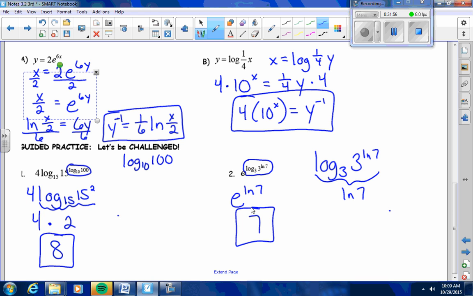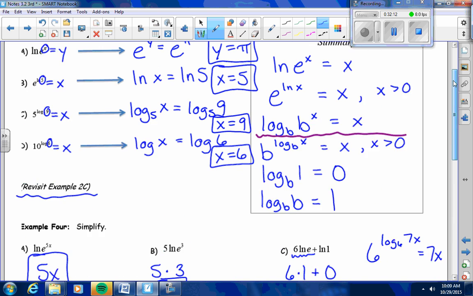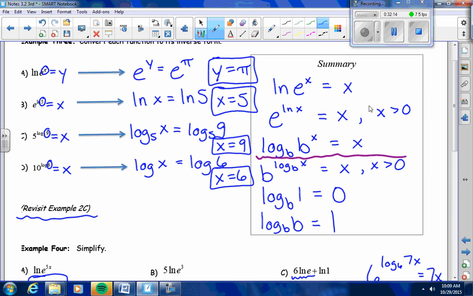I got 7, but in a different way. Did you change it into natural log form? Yeah. Okay. You can do that and you'll still get there, but it is very helpful if you know all of these rules. All of these rules will save you a lot of time. Okay? It'll save you a lot of time. So make sure you know those.